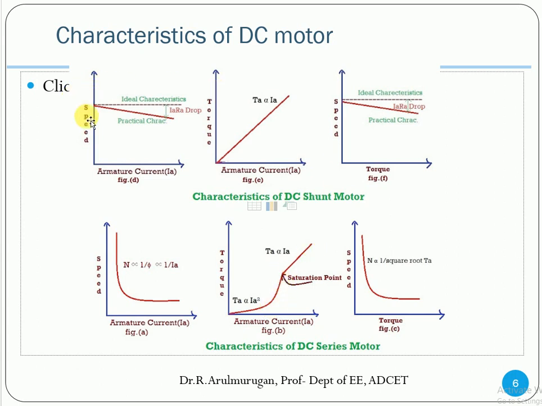The next one, speed versus armature current. In that one, what is it showing? Speed is directly proportional to Eb divided by phi. Phi is a constant, so speed is directly proportional to Eb. So almost constant.